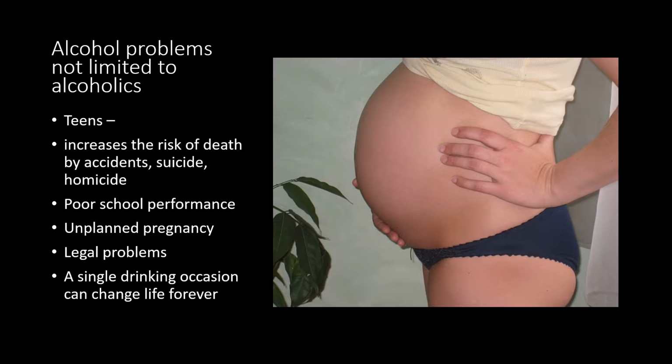While this series is focused on alcohol, it's important to note that alcohol problems are not limited to alcoholics. Many teens get themselves into trouble by experimenting with alcohol. Use of alcohol increases the risk of death by accident, suicide, or homicide. It also is connected to poor school performance, unplanned pregnancies, legal problems. A single drinking occasion can change someone's life forever. If the first time they drink, they get drunk and drive that way and kill someone, this could result in spending time in prison because of one drinking occasion.